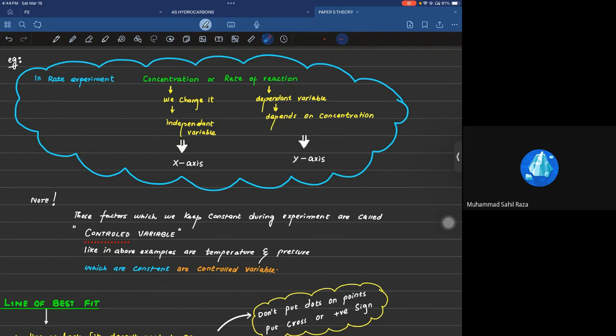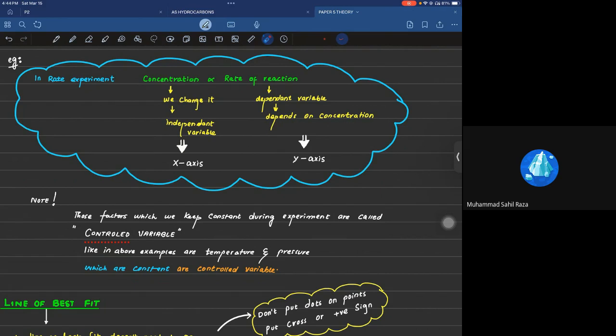Because other factors are also changing. So to study the effect of concentration on rate, you are supposed to keep other factors constant. These other factors are called controlled variables.